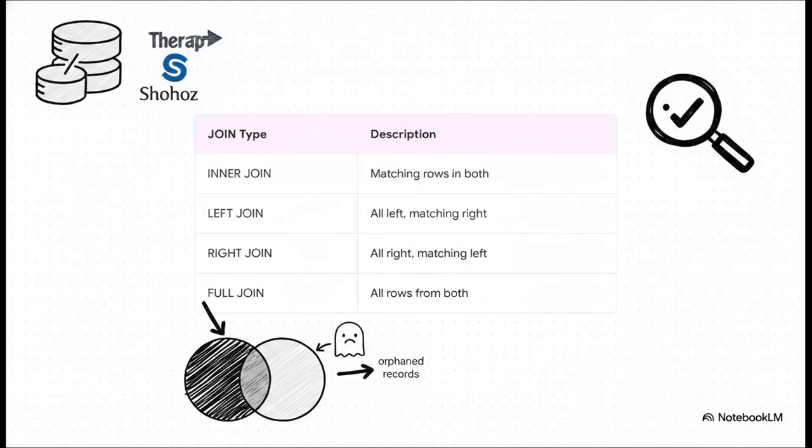And don't forget database testing. It's heavily scrutinized at companies like Shohaz and Therap. Use this matrix to confidently explain joins. The interviewer wants to know when you deploy an inner join to verify linked data exists versus a left join. And by the way, a left join is a QA engineer's absolute best friend for exposing those sneaky orphaned database records that are missing a relationship.